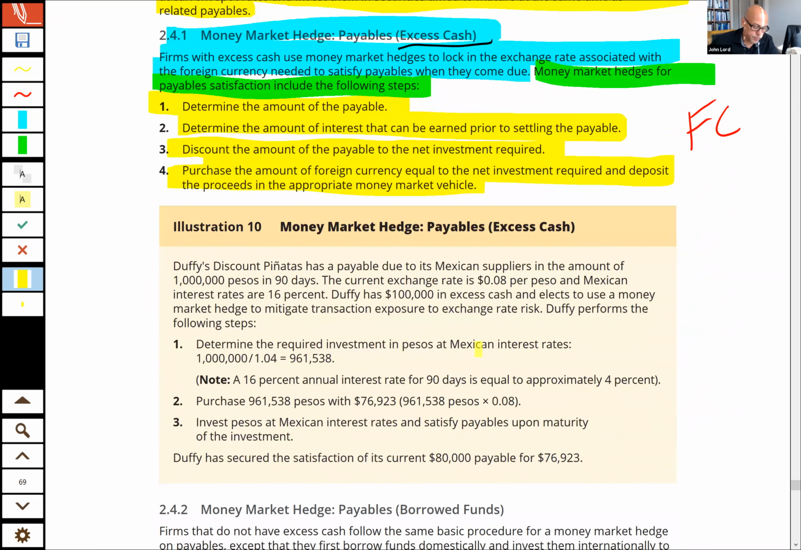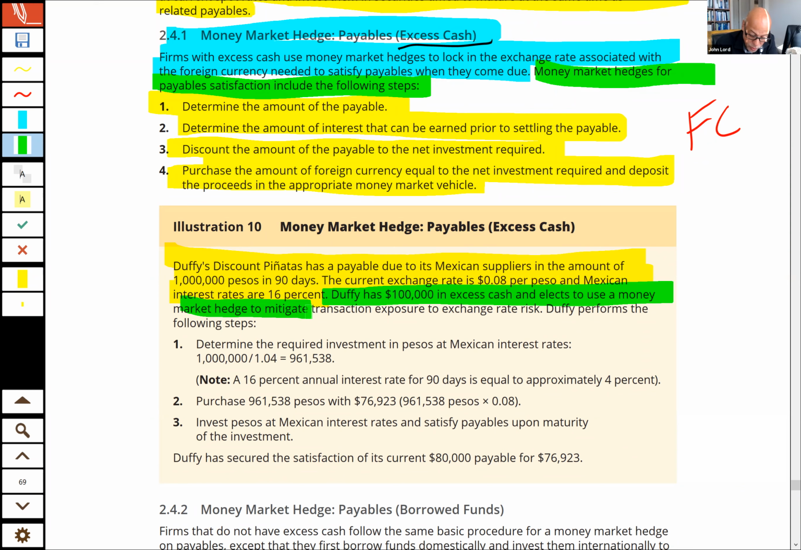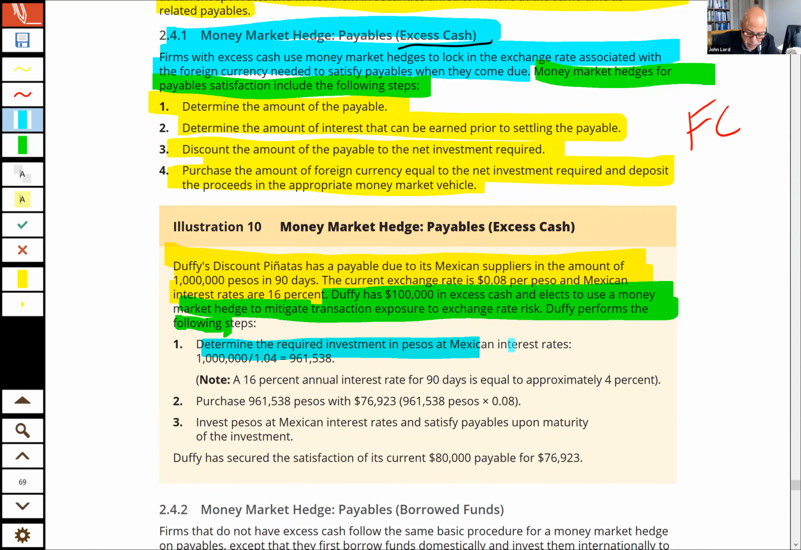Okay, so let's look at this example. Duffy Discount Pinatas has a payable due to its Mexican supplier in the amount of 1,000,000 pesos in 90 days. The current exchange rate is 8 cents per peso, and Mexican interest rates are 16%. Duffy has $100,000 in excess cash and elects to use a money market hedge to mitigate transaction exposure to exchange rate risk. And so they do the following steps, which we outlined before. First, determine the required investment in pesos.